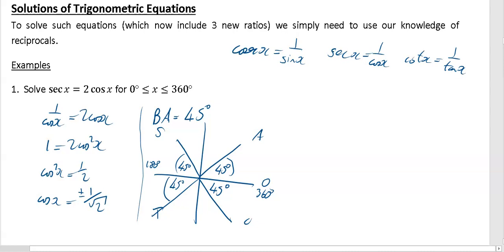So your angles are as follows, working anti-clockwise: 45 degrees is the first one you come to, then 135 degrees, then 225 degrees, then 315 degrees. So you've got 4 angles, and just check all 4 angles are within my original range. They're fine, and that's it.